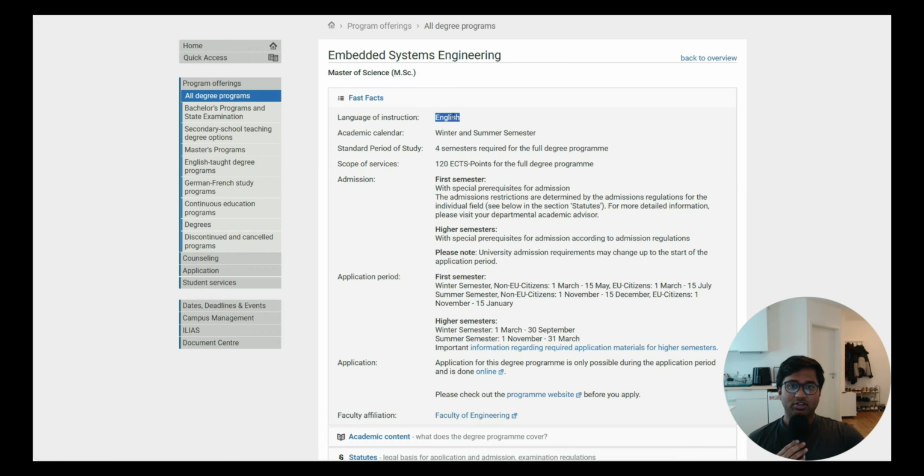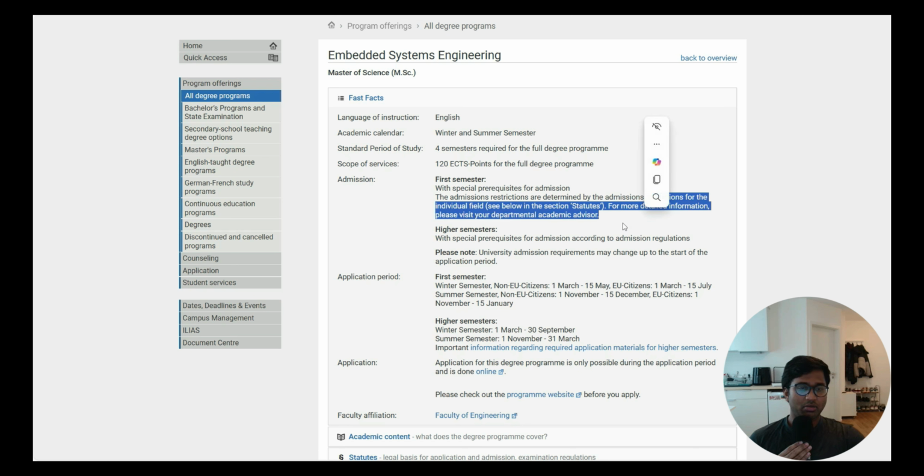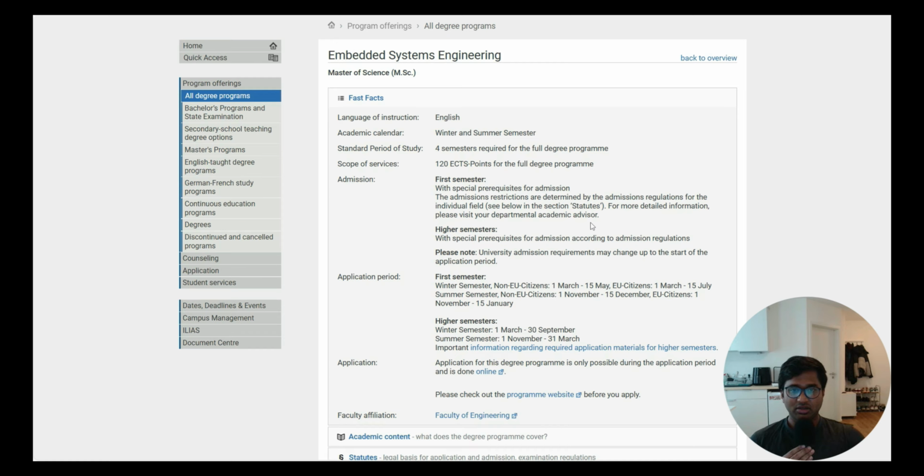At first, the language of instruction is completely English, and you can apply in both winter and summer semester, and it is a 4 semester course. If it is 4 semesters, then it should be for sure 120 ECTS. Then for the first semester, with a specialized prerequisite of admission, if you are applying directly for the first time, the admission restrictions are determined by the admission regulations for the individual fields. Below are the selection statutes. For more detailed information, please visit the department academic advisor. So this is NC, it is not NC free, because the admission is restricted, and the restrictions are determined by the admission regulations.